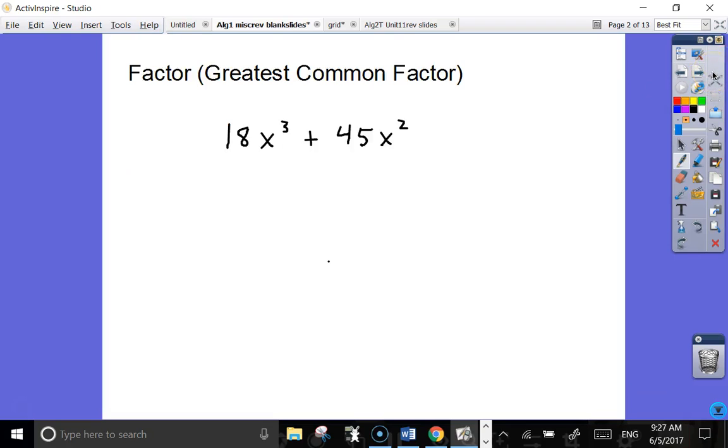Okay, so here we go. So we take out a 9, and we take out an x squared. Quiet, please.